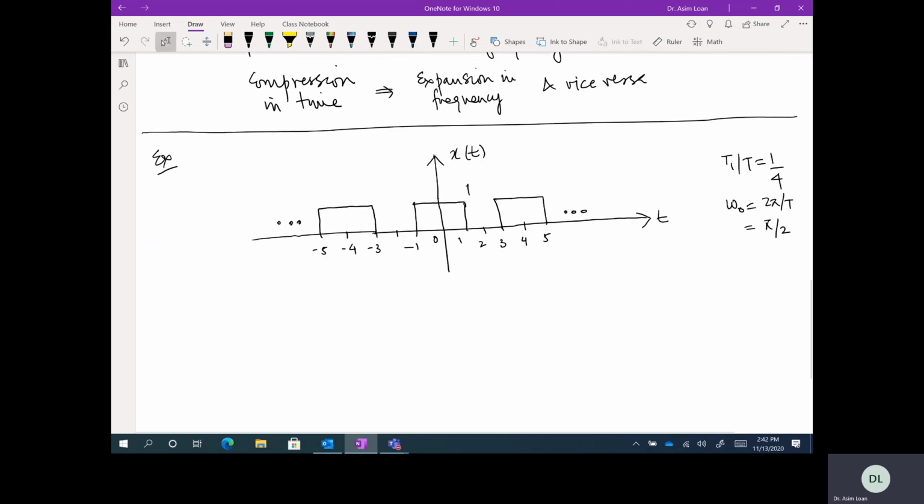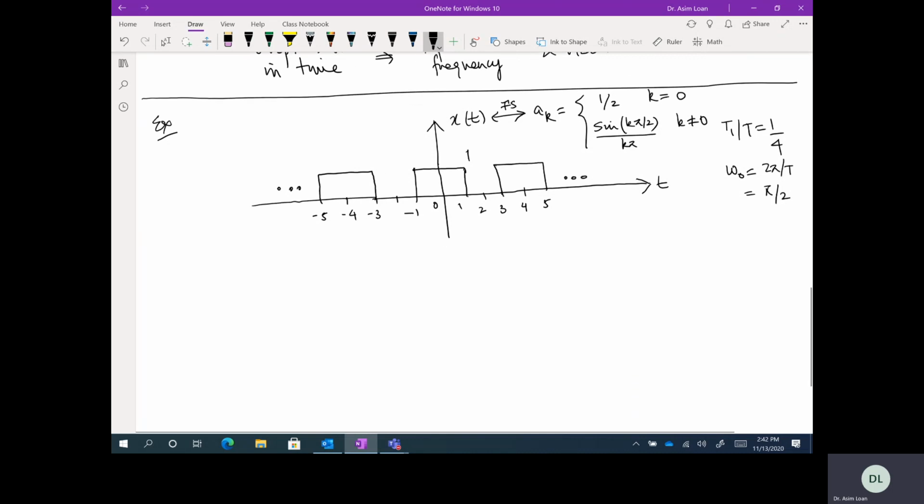Okay, so this is x of t, and we already know the Fourier series coefficients. a_k is half for k equal to 0, and it is sine of k pi by 2 over k pi for k not equal to 0. So we know this.